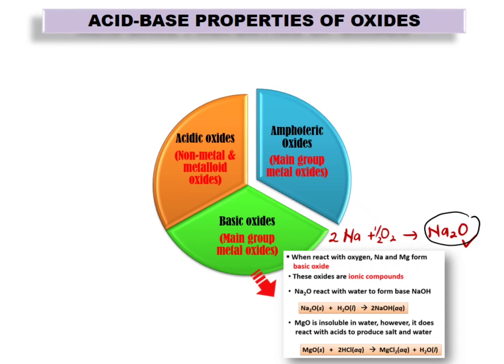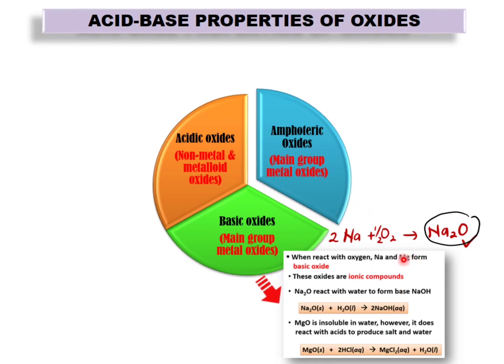So how this sodium oxide show the properties of basic oxide? So dengan cara kita reactkan sodium oxide with water. So this sodium oxide when react with water, it will produce base, which is sodium hydroxide.